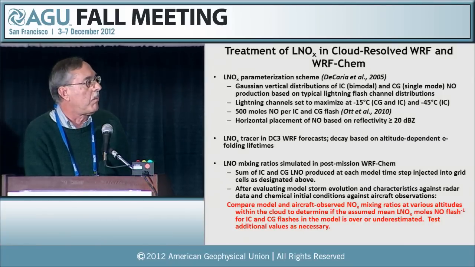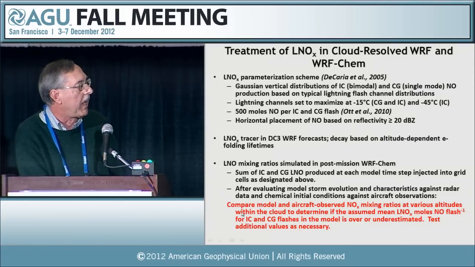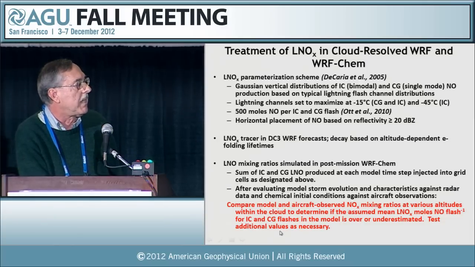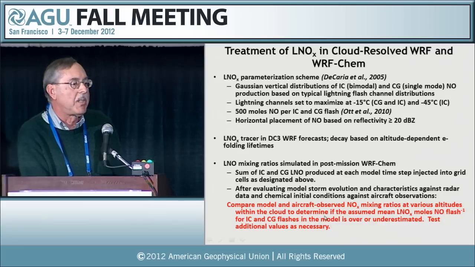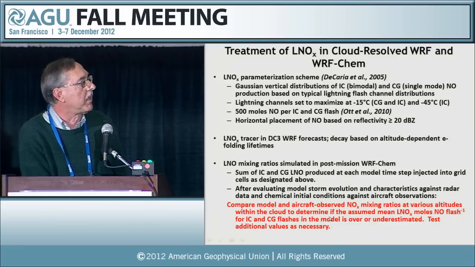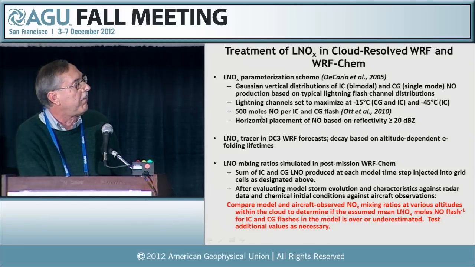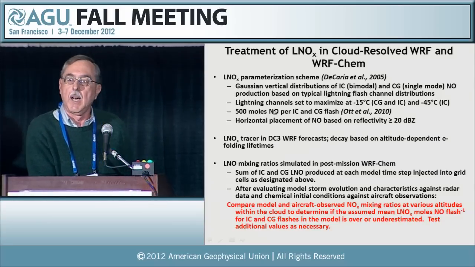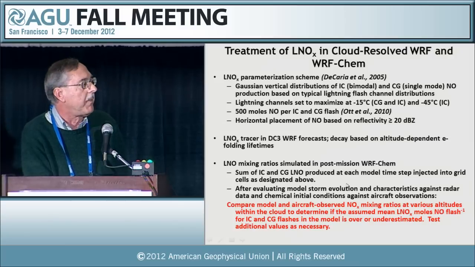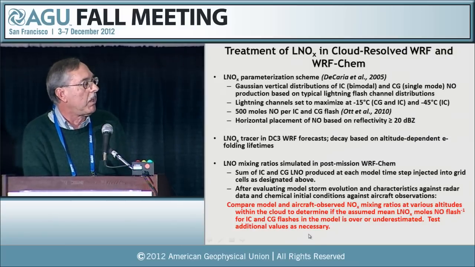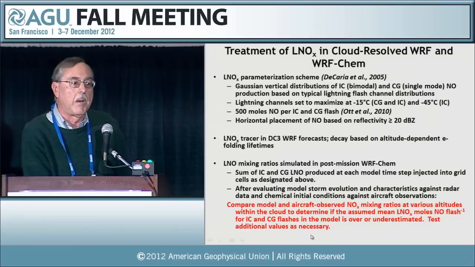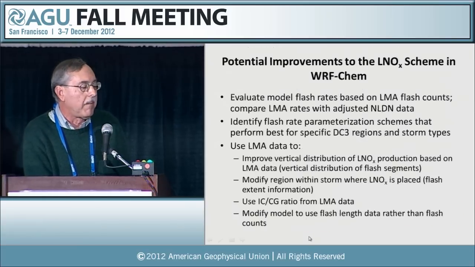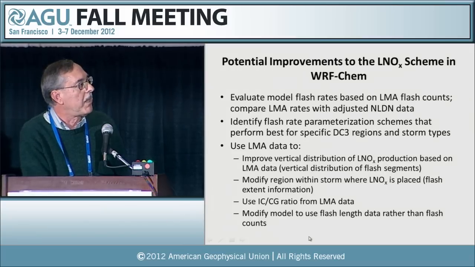So the way that we'll be able to deduce how much NOx is being produced on average by a given storm is that we'll compare the model and aircraft NOx mixing ratios at various altitudes in the cloud to determine whether our assumption, which probably will start with 500 moles per flash, overestimates or underestimates the observed aircraft measurements, and then do adjustments to the IC and CG production rates as necessary to try to best match the observed aircraft measurements.